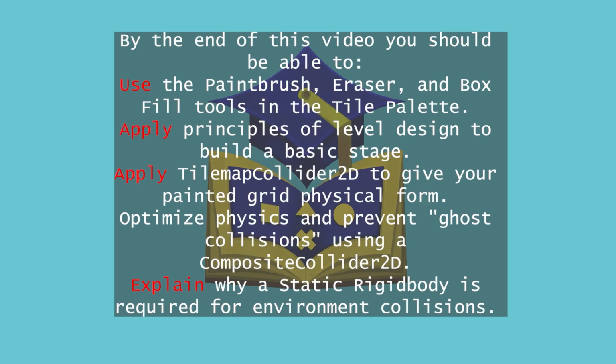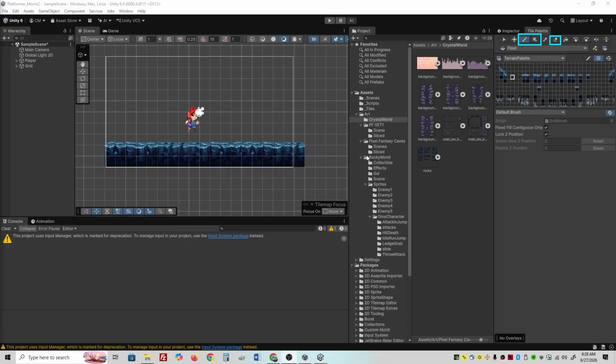Let's start painting. Alright, let's look at the top of our tile palette window. We have three main tools we're going to use. The paintbrush, which allows us to paint tiles on. The eraser tool, which allows us to erase them. And then the box tool, which would allow us to drag out a large box of dirt or ground or whatever we're putting into our scene.